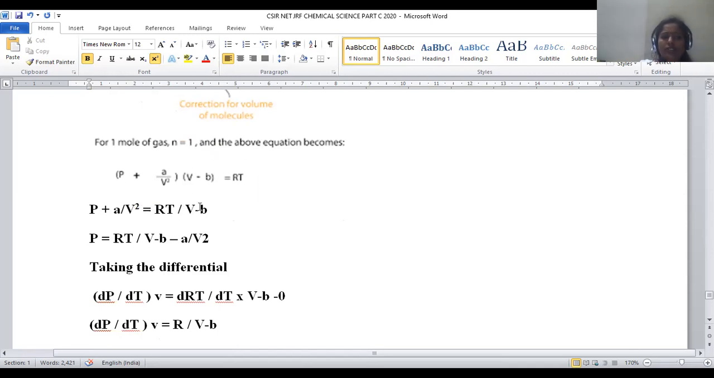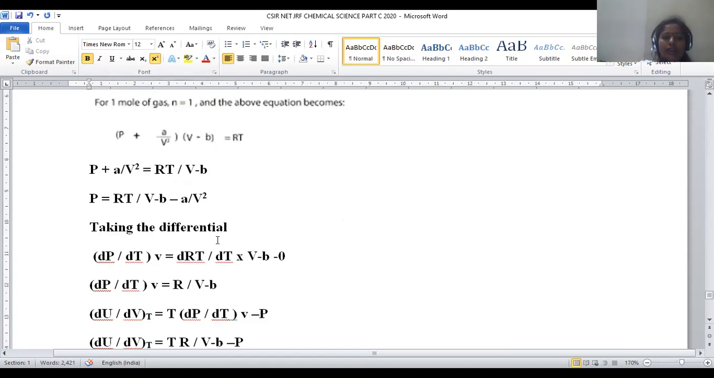We can take this term toward this side, so it becomes P plus A by V square is equal to RT by V minus B. Then P is equal to RT by V minus B minus A by V square. So we are taking this A by V square term to the right hand side. Now pressure is equal to RT by V minus B minus A by V square.